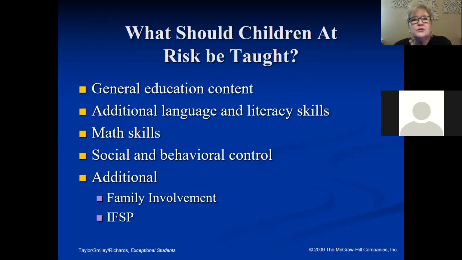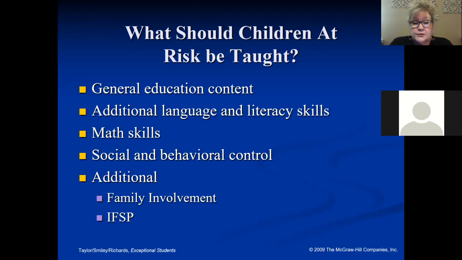So what should children at risk actually be taught? Well, general education content is what we want. Some additional language and literacy skills. So lots of exposure to books and to words. Lots of story time. Lots of imaginary kinds of opportunities. Math skills, counting, number, word association, associating objects with numbers. This is 4 and this is 4 objects.